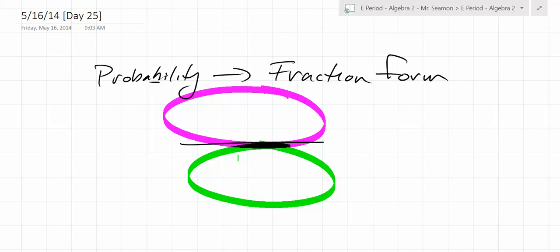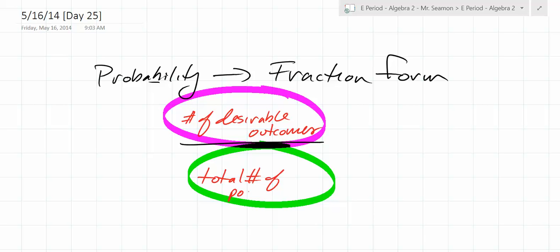And to help you answer this question, I'll ask you, if you flip a coin, what's the probability that you get heads? 1/2. What does the 1 represent? Nope, not the chance of it happening. The number of outcomes that you want, exactly. So the top is the number of desirable outcomes. And what's the bottom going to be? Total number of possible outcomes.